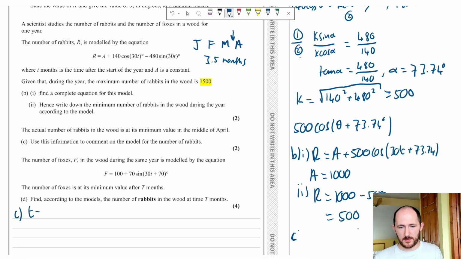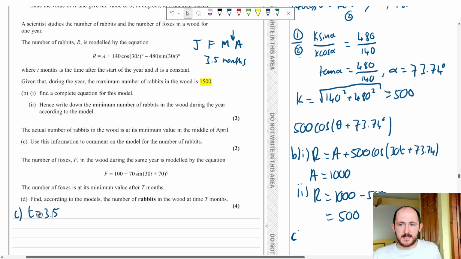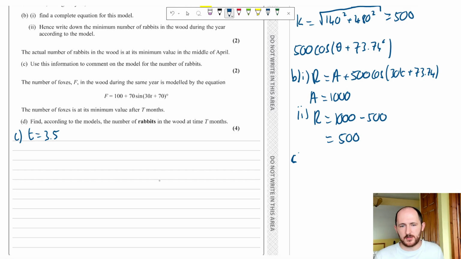So when t equals 3.5, and again, you need to write this out because the examiner needs to see what you're doing, right? And imagine you're trying to teach it to someone else. That's the way I like to do this. So 1000 plus 500 cos(30 times 3.5 plus 73.74).